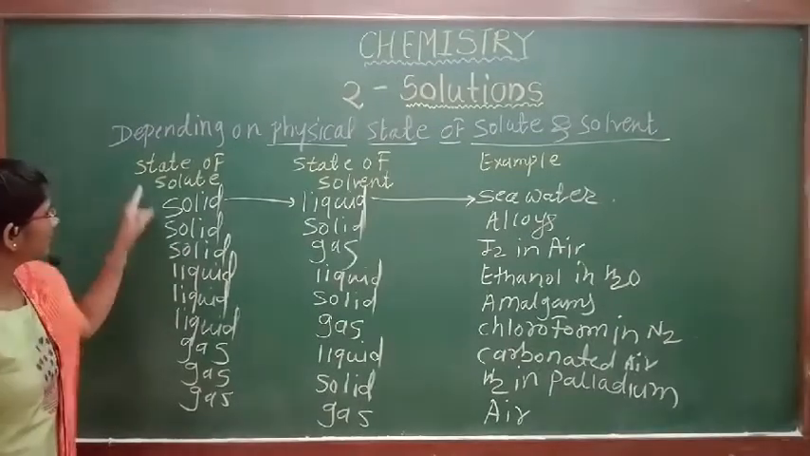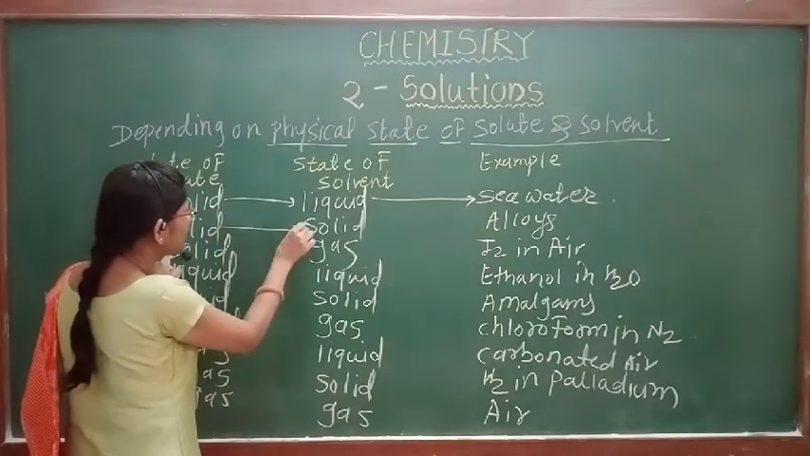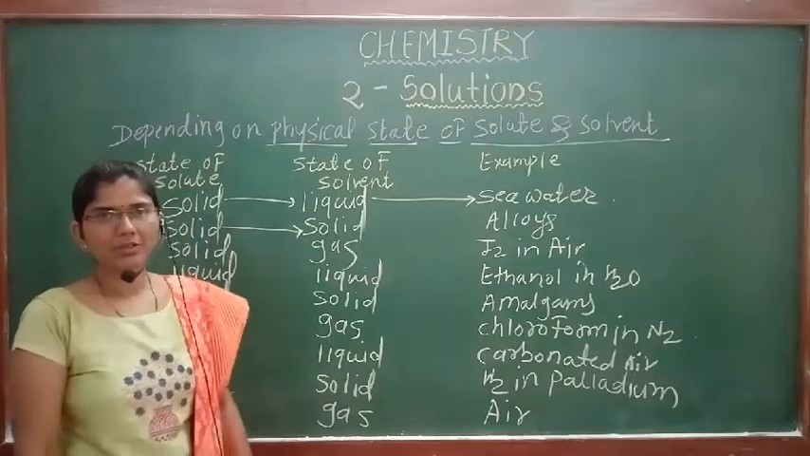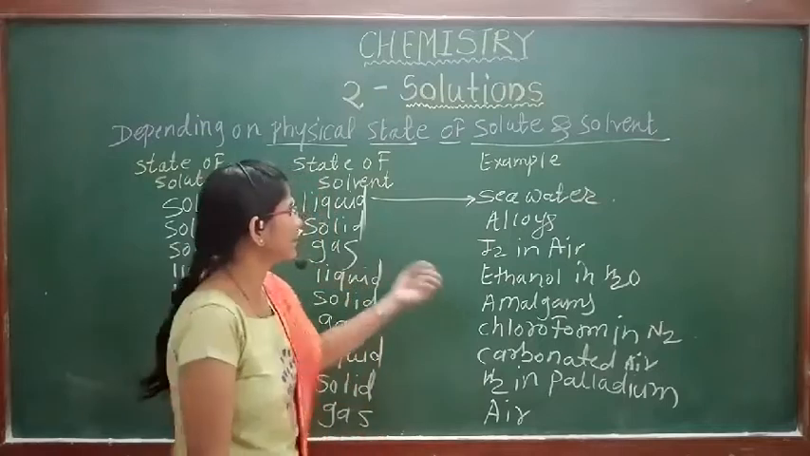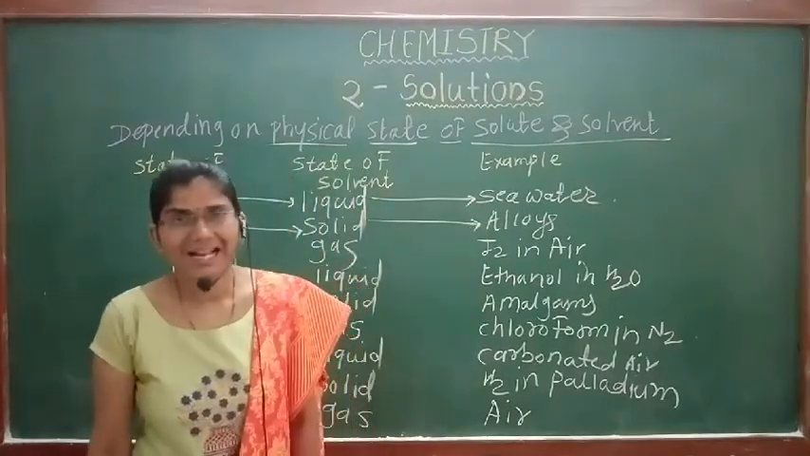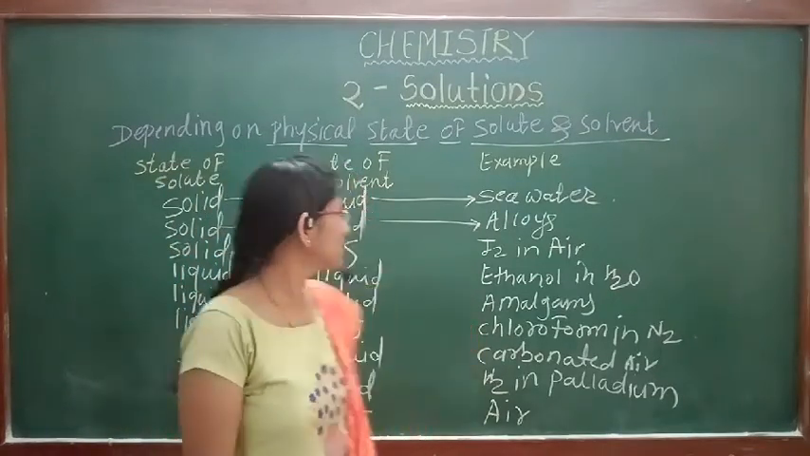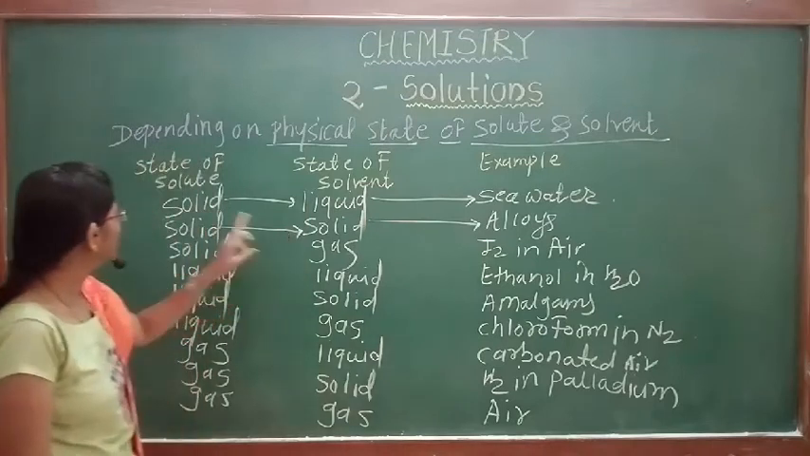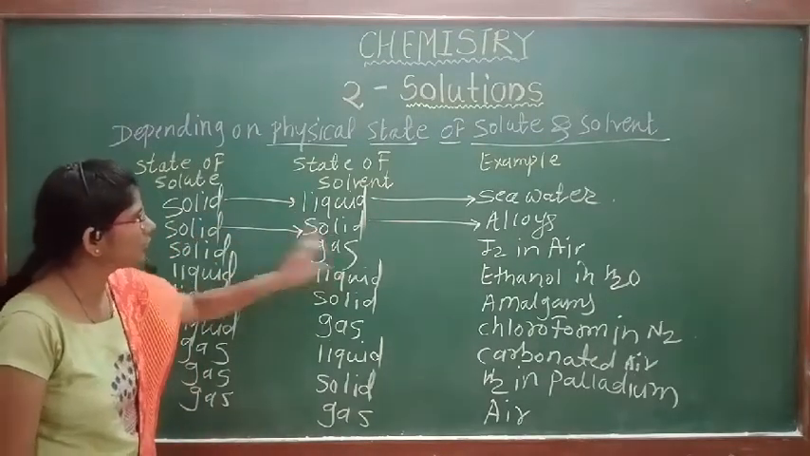Then next, if the state of the solute is solid and the state of the solvent is also solid, as we know, solid in solid, that type of solution is called alloys. And we know about bronze and stainless steel from our first topic, solid state. So this is the second type of solution, when the state of the solute is solid and the state of the solvent is also solid.